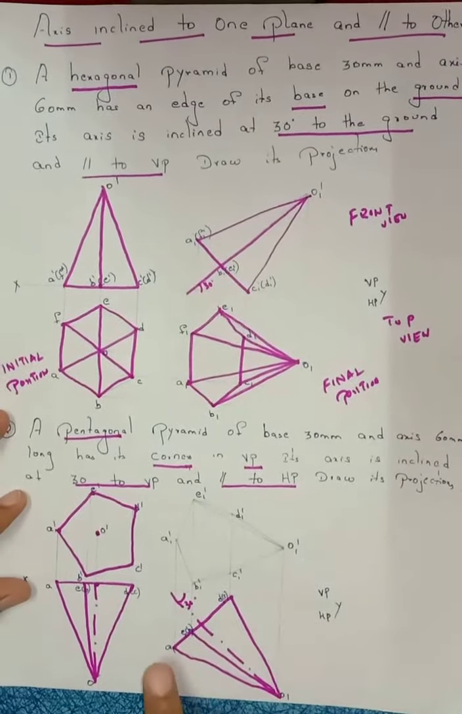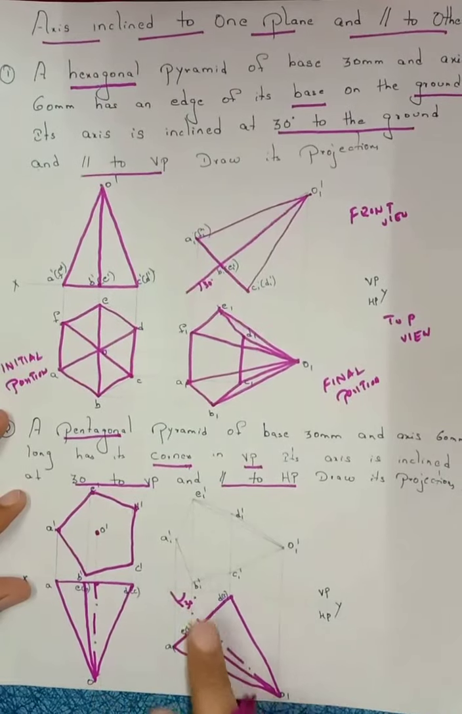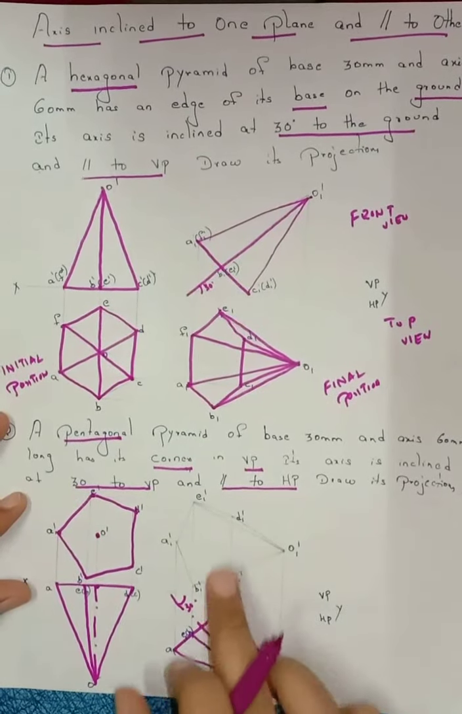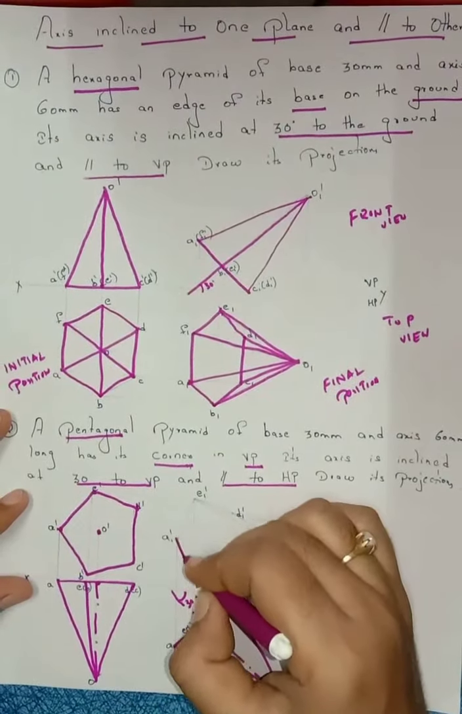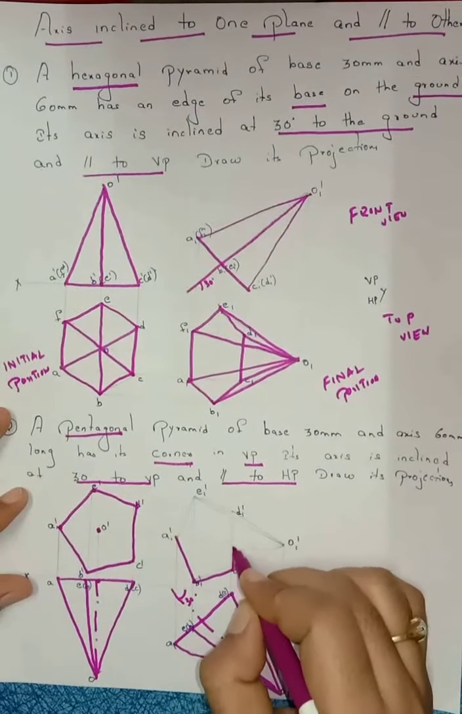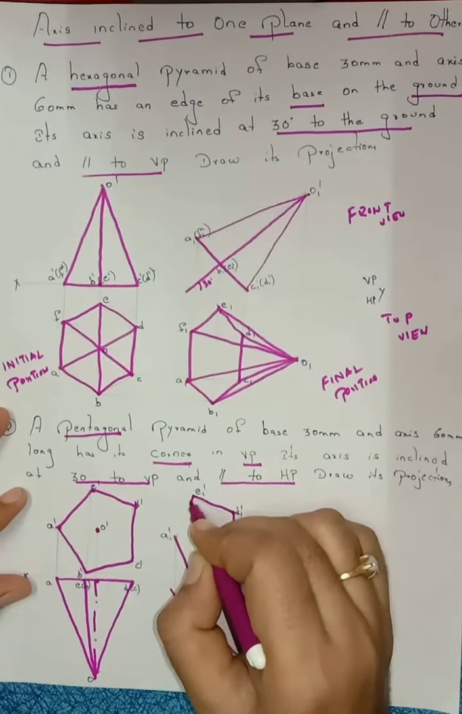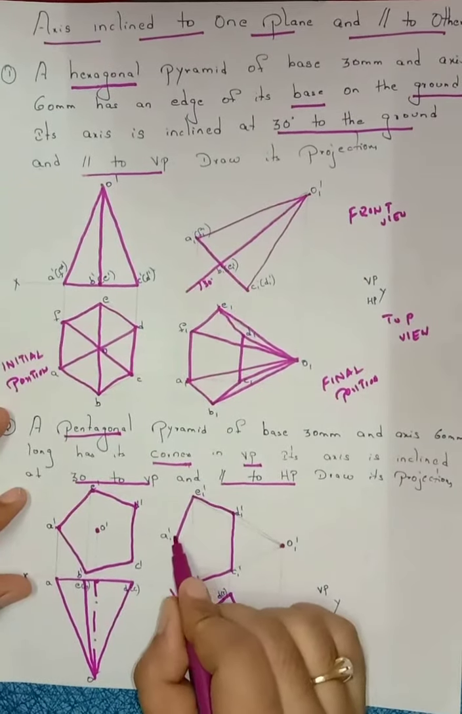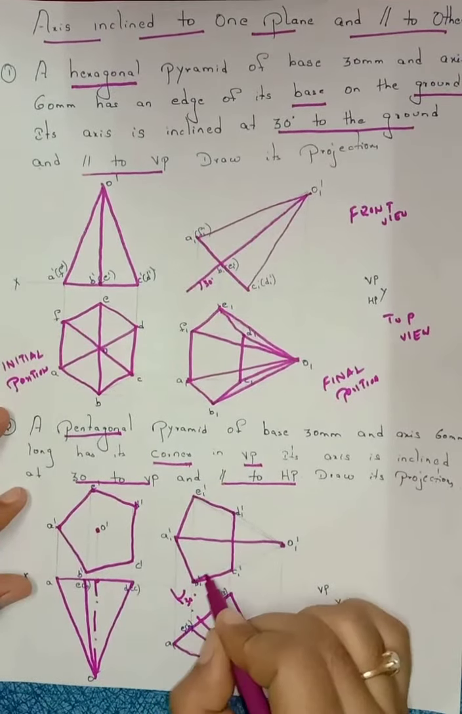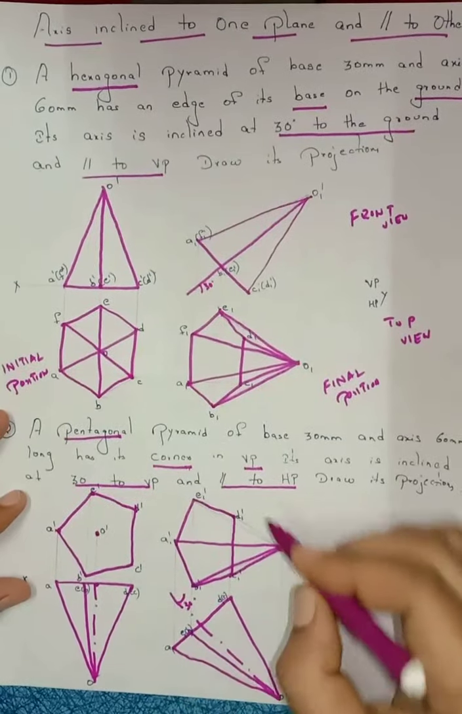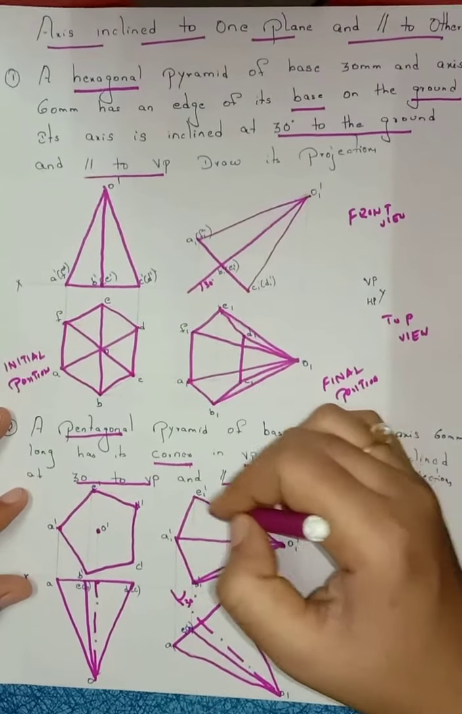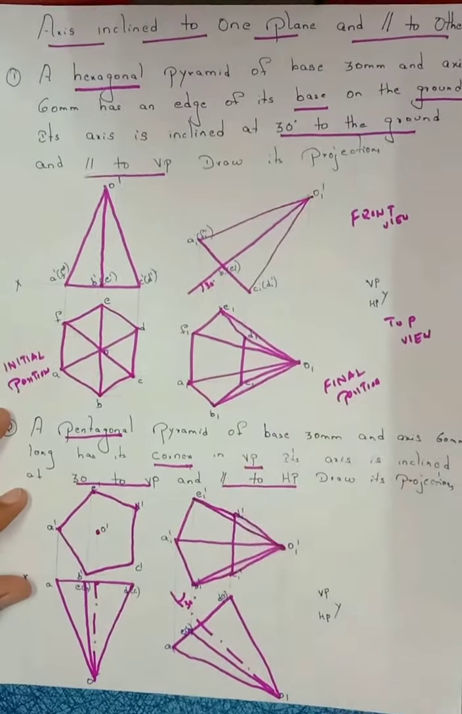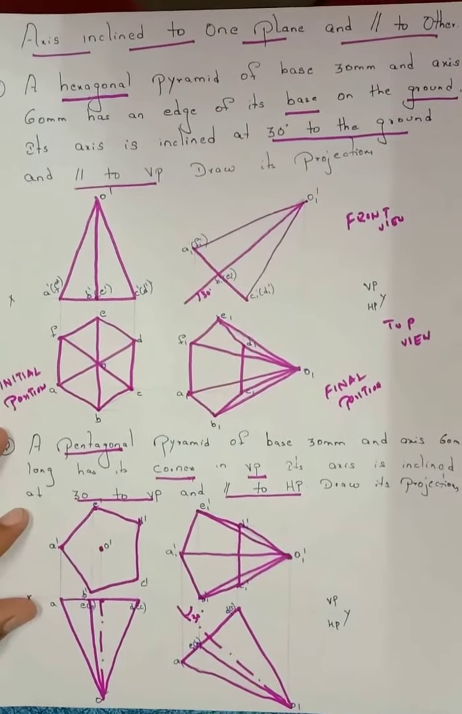After constructing the horizontal lines, what we have to do, from A to A, B to B, C to C, D to D, E to E. So join all these A, B, C, D, E, you will get the pentagon. O to O, you will get the point here. After that, join here O to A, O to B, O to C, O to D, and here O to E. This is the procedure.